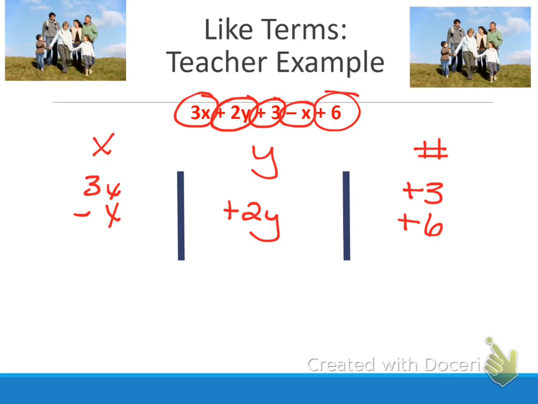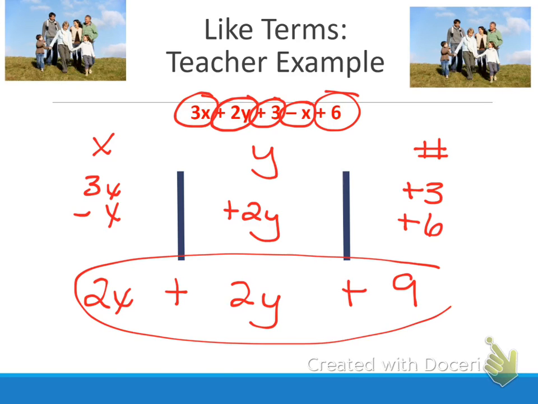So 3X minus an X gives us 2X. And don't forget, this is an important part: put a plus sign. Are you copying this? Okay, and then we have 2Y. It just stays the same. And then plus what? 9. Very good. So for our final answer, we took this longer expression and combined like terms and turned it into this. And we can't combine anymore because we have the X family, the Y family, and the number family. So they can't combine anymore. Okay?